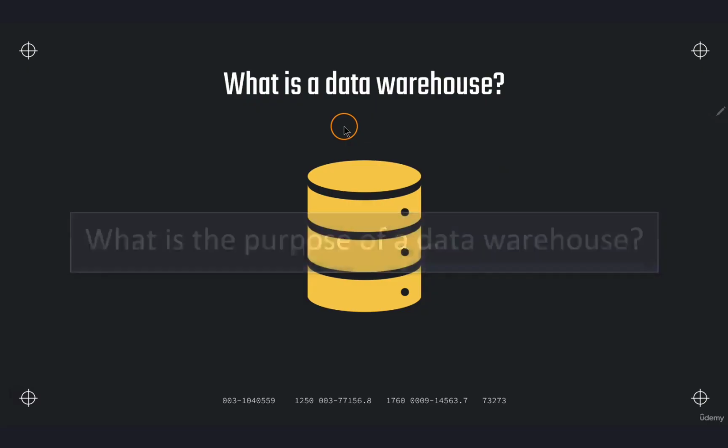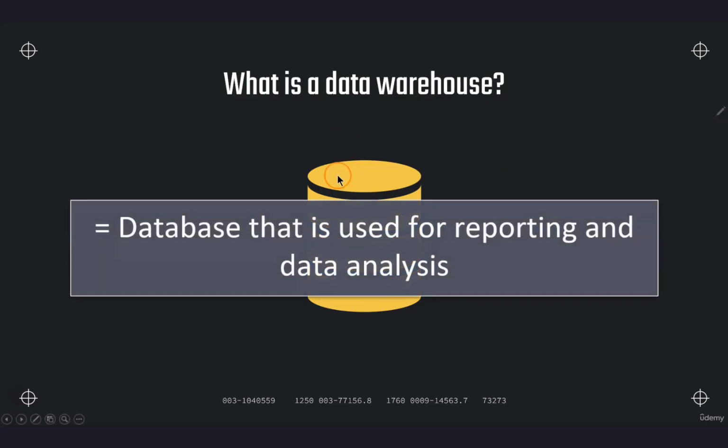The purpose of this is to consolidate and integrate different data sources and optimize them for reporting and data analysis. So basically, a data warehouse is a database that combines different data from different data sources into one consumable database with the purpose of reporting and analysis. So a data warehouse is always a database for analytical purposes. So this is something we need to remember.